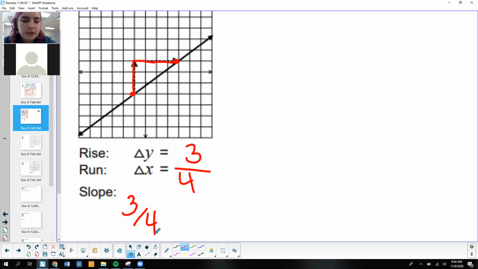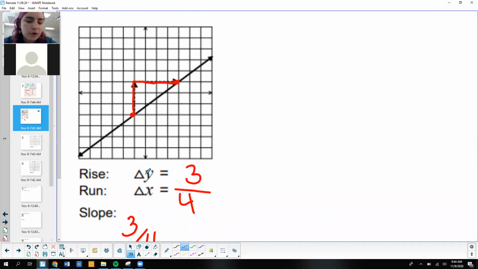So this is just a basic review of how we find slope. Remember, change in Y divided by change in X. If that's all it's asking you to find, you're going to do change in Y divided by change in X.